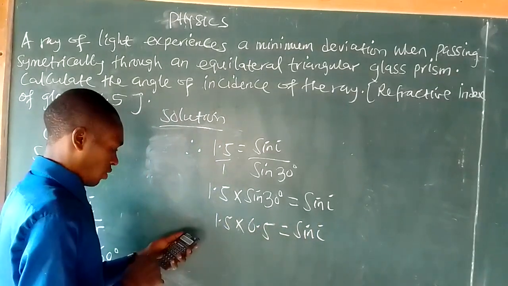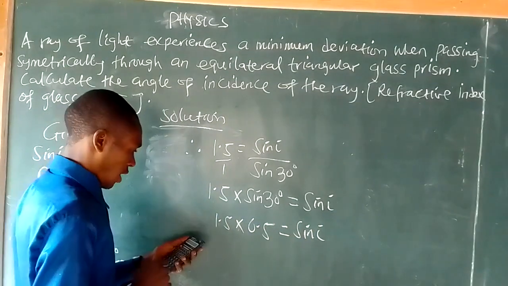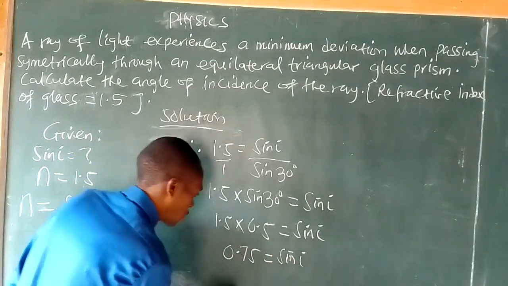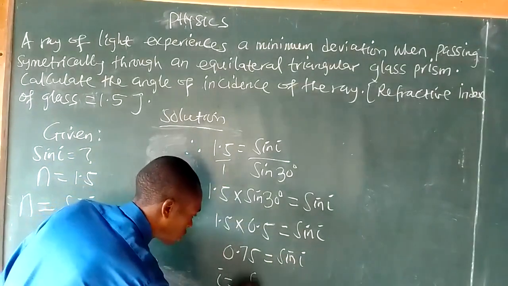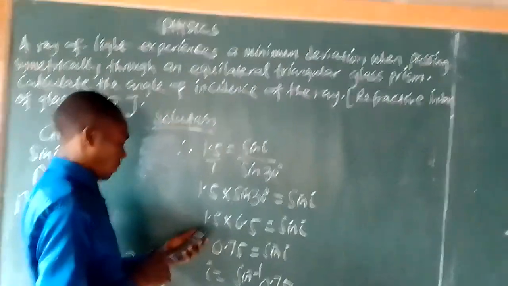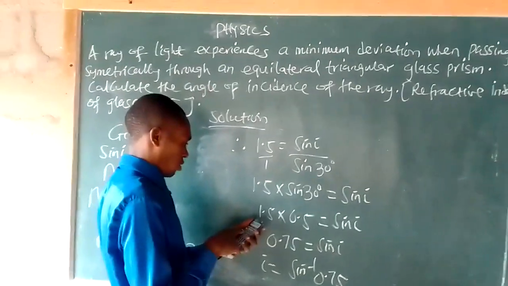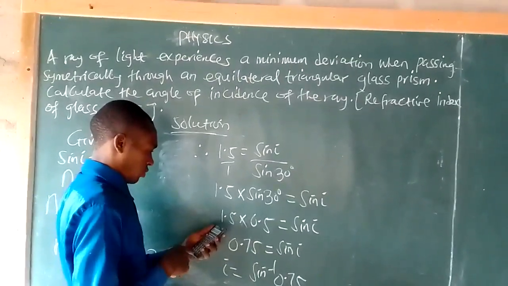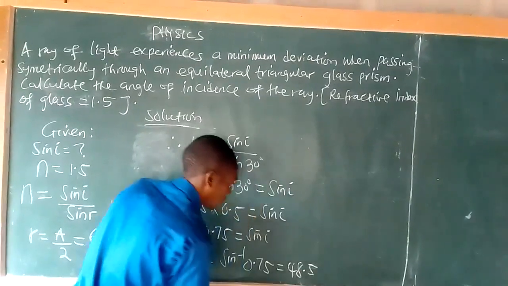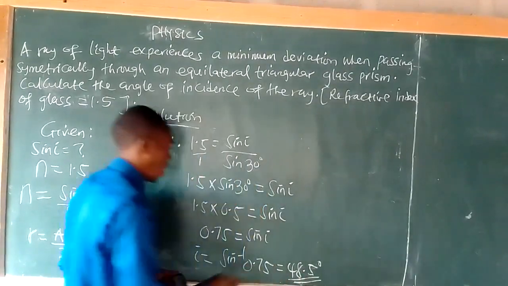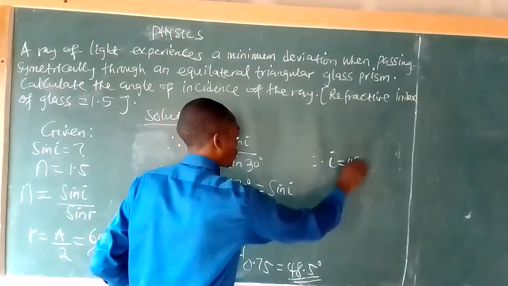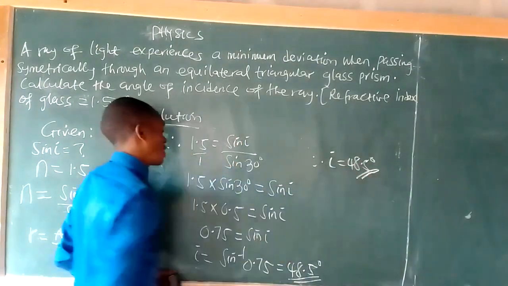So 1.5 times 0.5 gives us 0.75, which equals sine I. We are looking for I, so this is going to be sine inverse of 0.75. This will give us 48.5 degrees. So we can therefore say that I is equal to 48.5 degrees. This is the answer to the question.